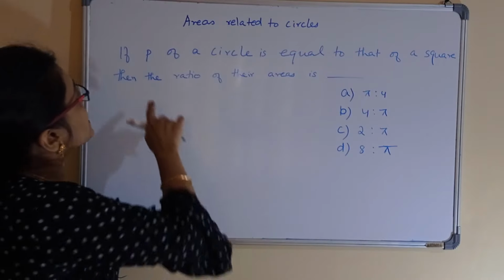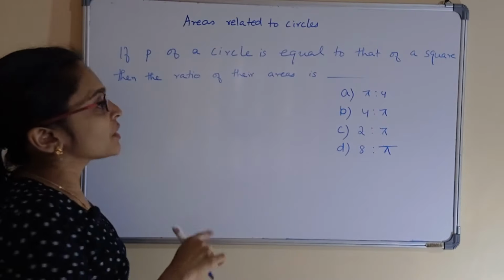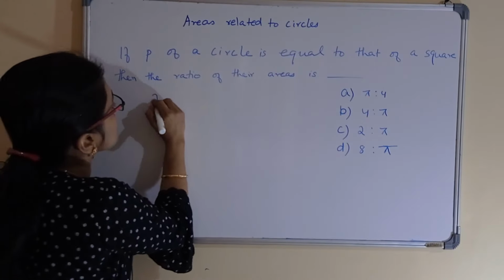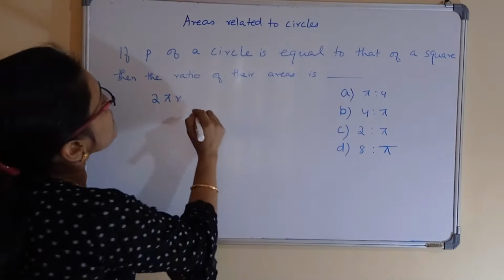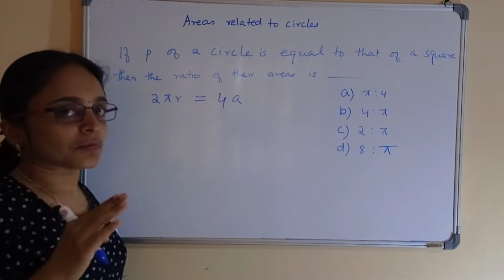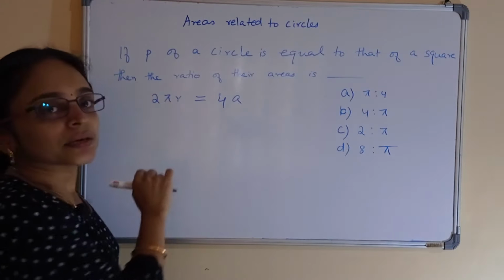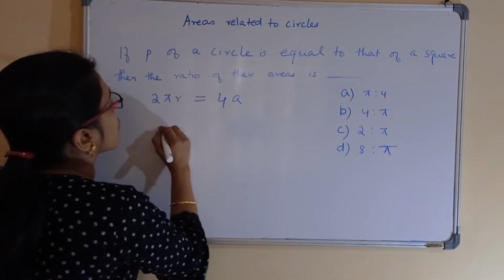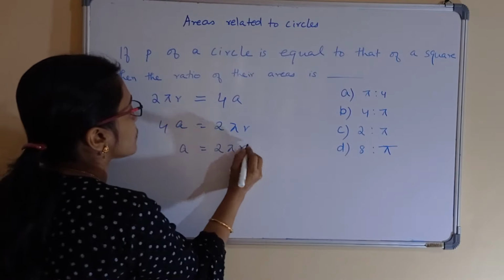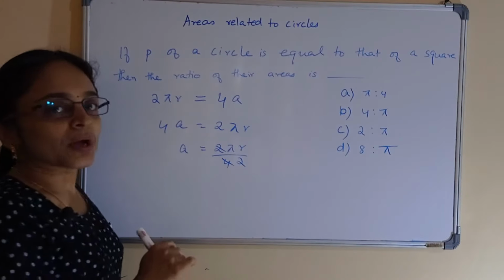Understood. Next question is, if perimeter of a circle is equal to that of a square, then the ratio of their areas is. So perimeter of a circle, what is perimeter of circle? Circumference, 2 pi r, and that is equal to that of a square. What is the perimeter of a square? If A is the length of side of a square, then 4a is its perimeter. So 2 pi r equal to 4a. So a is equal to 2 pi r by 4, which is equal to pi r by 2.